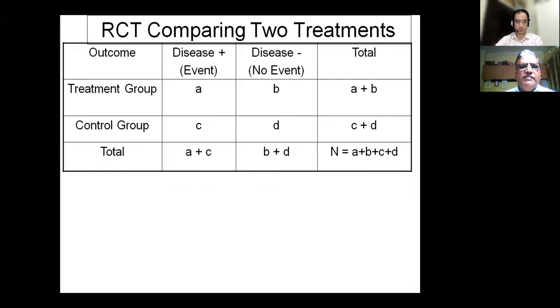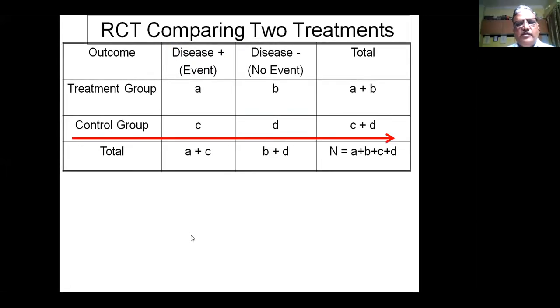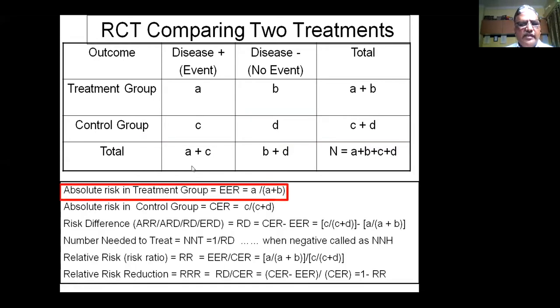So take an example of an RCT kind of situation, and you are looking at two groups, treatment group and control group, and event and no event. So who is developing disease and who is not developing disease in the treatment group and control group. Let us say that in the treatment group, you have A plus B subjects, A develop disease and B do not develop disease. In control group, you have C plus D subjects, C develop the disease and D do not develop the disease. Then how much is the risk in the treatment group? It is also called the experimental event rate, A divided by A plus B.